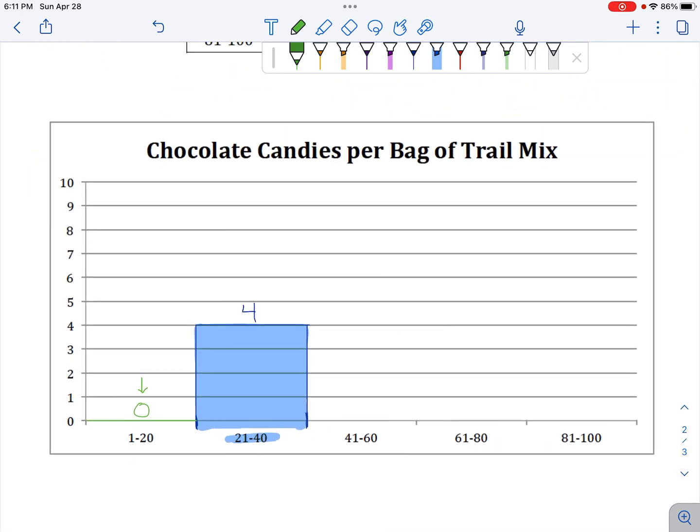Okay, your job is to finish the second problem on the first page and then finish the histogram. Don't forget to check the answer key by the door.